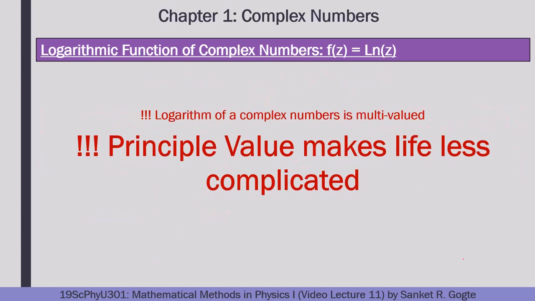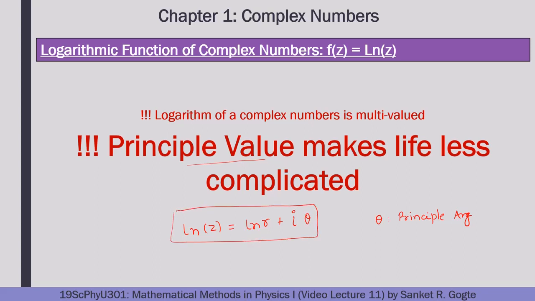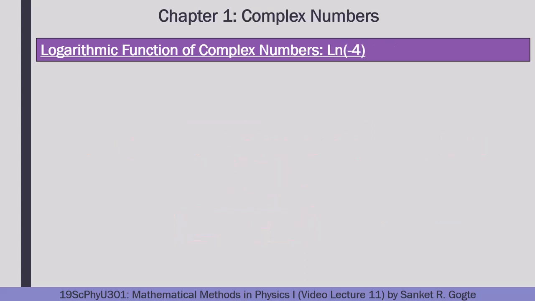However, if we have to point out one unique value from all these infinitely many possibilities, what value can that be? Obviously, that would be the principal value. So, log of z is equal to log r plus i into theta, where this theta is the principal argument. When we consider this particular value of log of the complex number, it is called the principal value of that log. Let's consider one example to find out log of a complex number.